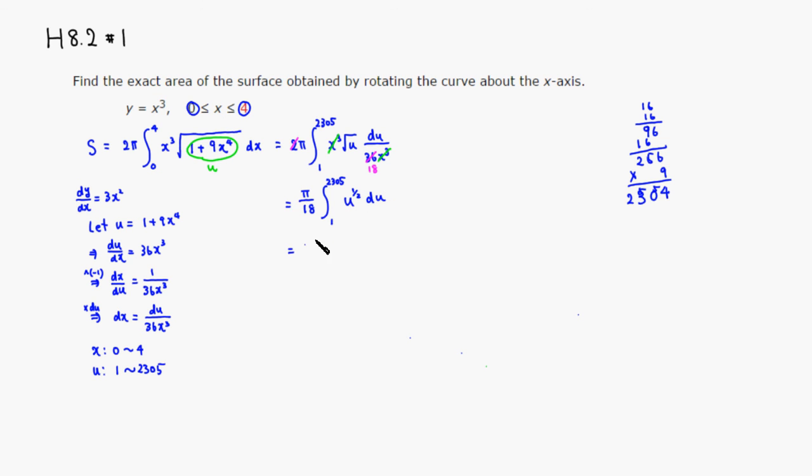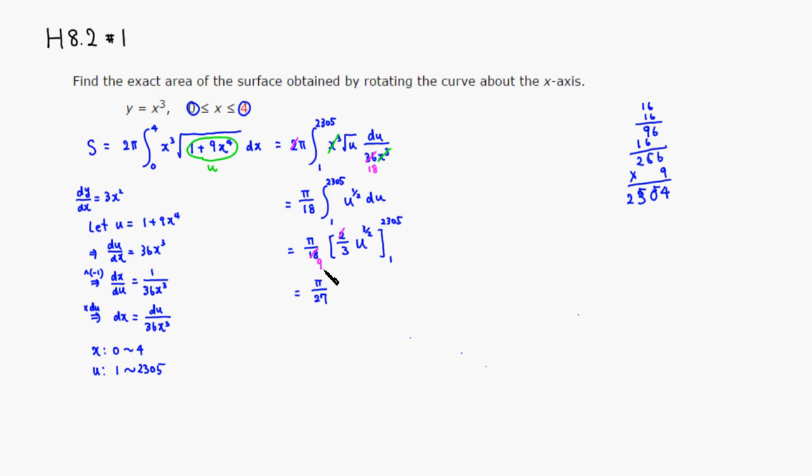Find the antiderivative, so it's pi over 18. The antiderivative of that would be add 1 to the power, so u to the 3/2 power. Divide by 3/2 is multiplied by 2/3. Then you're going from 1 to 2,305. Then we can simplify a little bit. So 2 and 18 cancel out, you have a 9. So you're going to get pi over 3 times 9, which is 27.